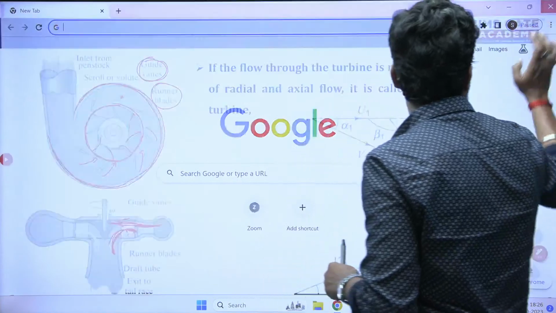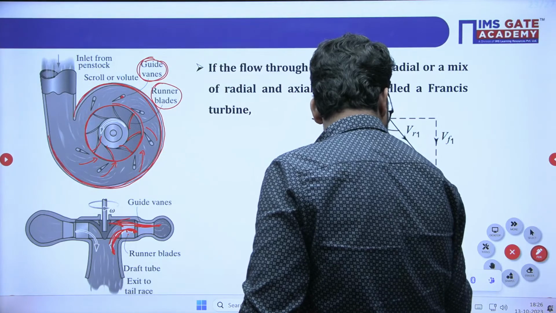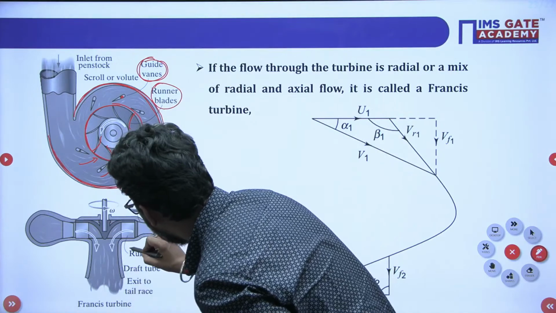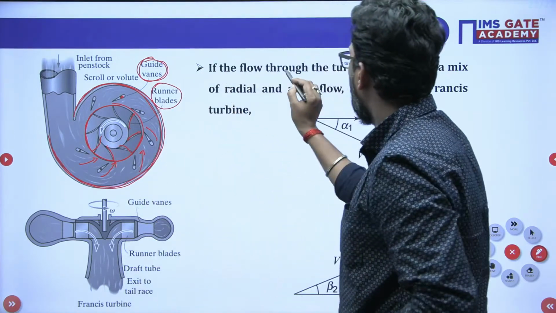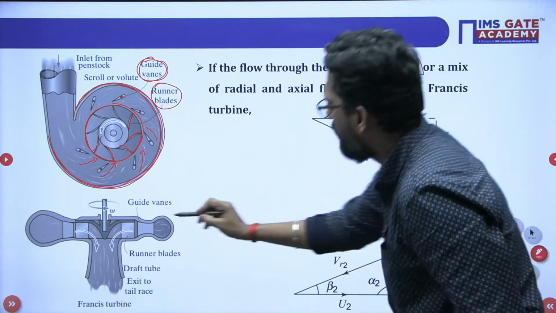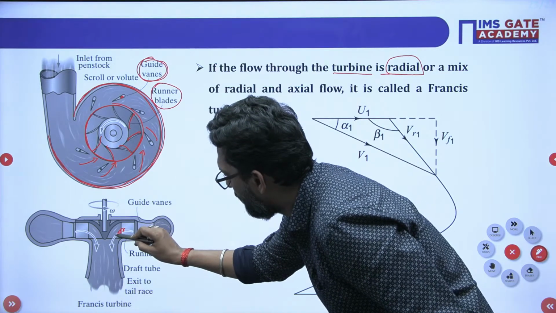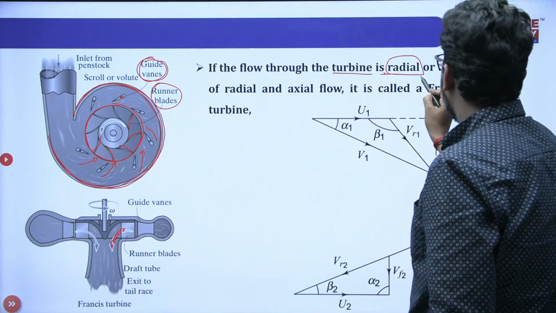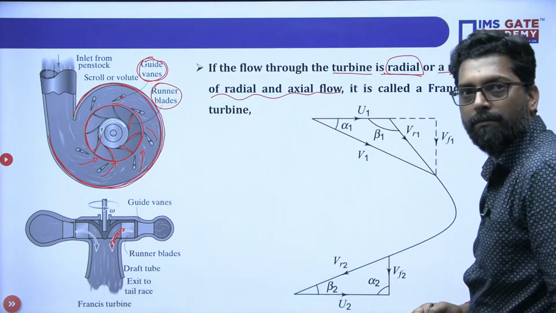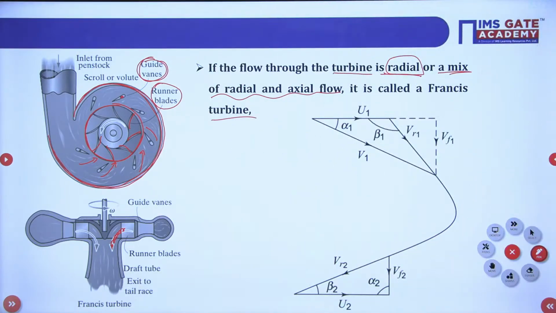This is your runner blade. Losses are different. If the flow through the turbine is radial, or a mix of radial and axial flow, that is called a Francis turbine, and this is the velocity triangle of the Francis turbine.